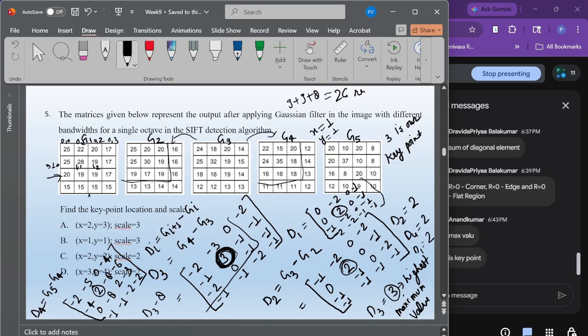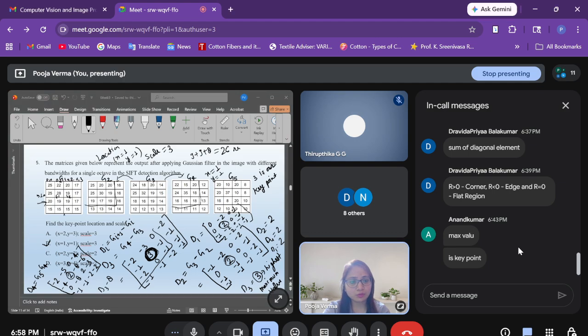Is it fine? So the location is x equal to 1 and y equal to 1, and the scale, that means the maximum value, is 3, right? So which option can be the correct one? Option B is correct. So the maximum value is the key point. All the maximum value is 3. So this is our key point, and it is located at that location, where the maximum value 3 is.